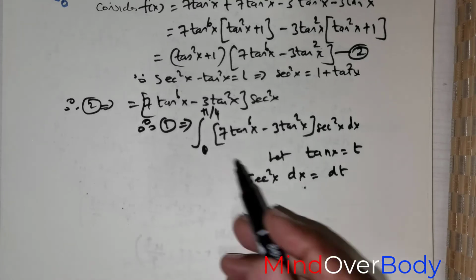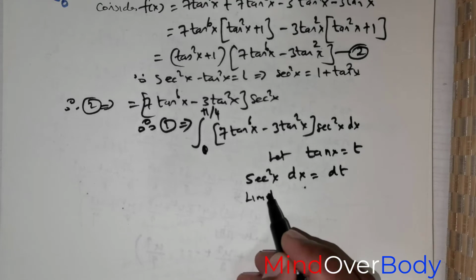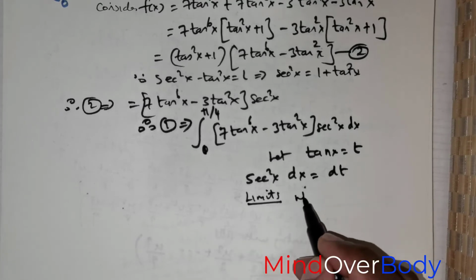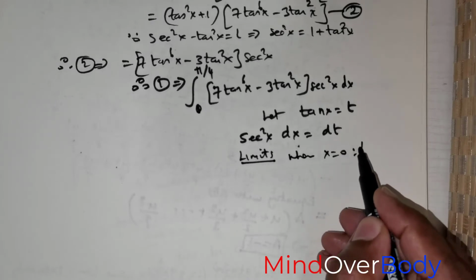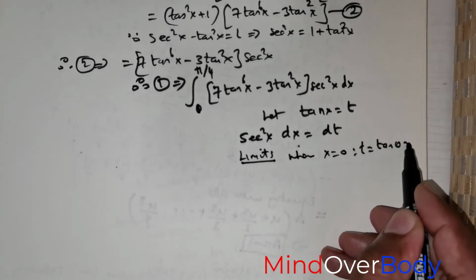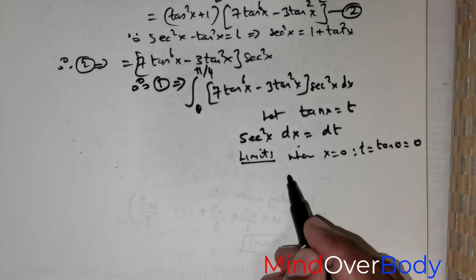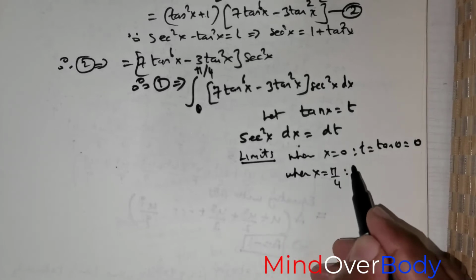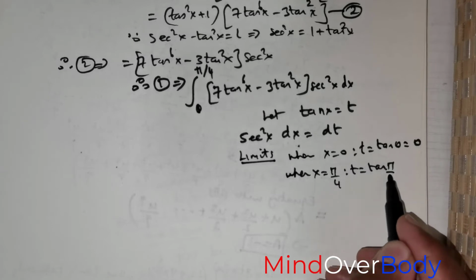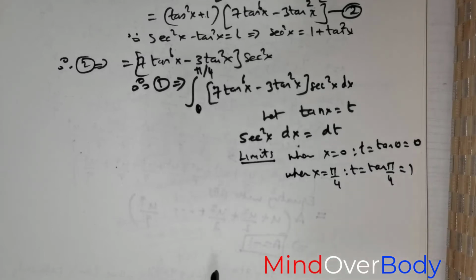Now comes the important point. So what happens to the limits? When x is equal to 0, what happens? t is equal to tan 0, which is equal to 0. And also when x is equal to π/4, t is equal to tan π/4, which is equal to 1.